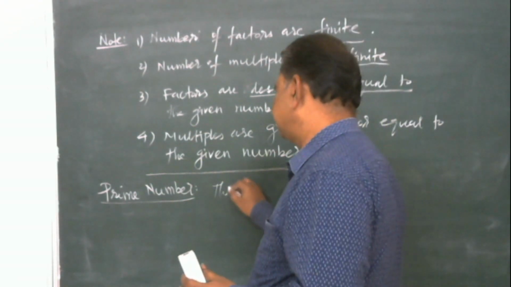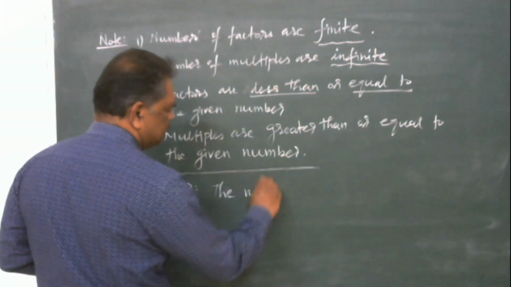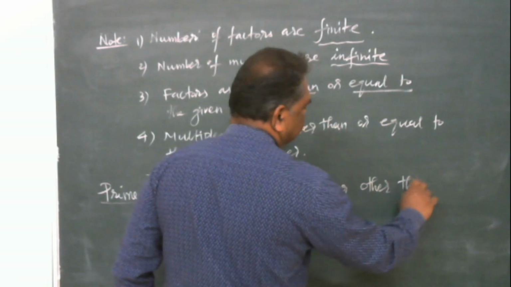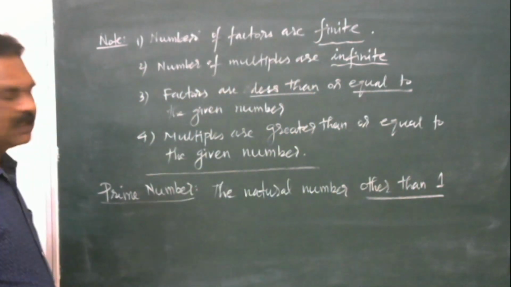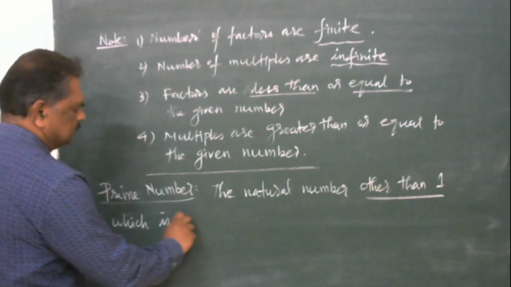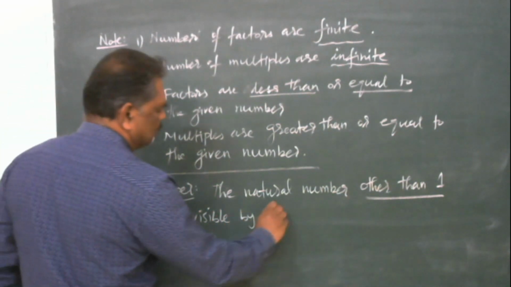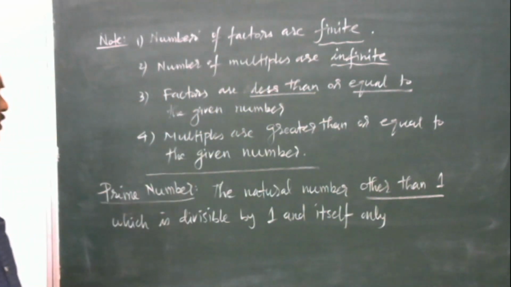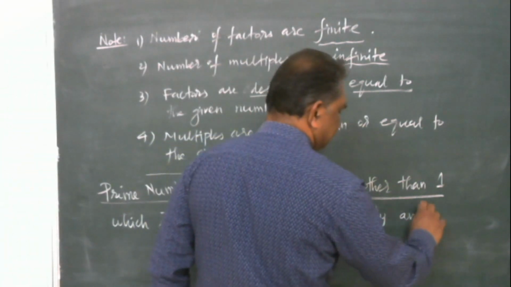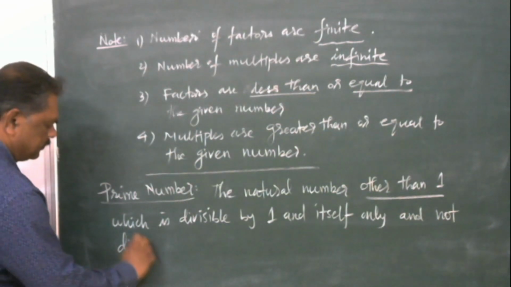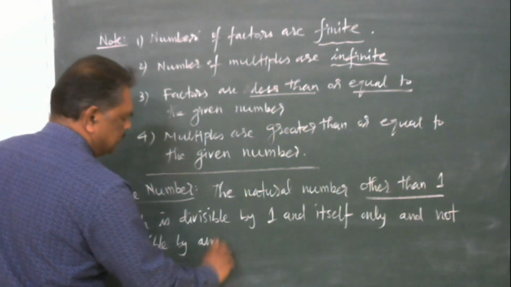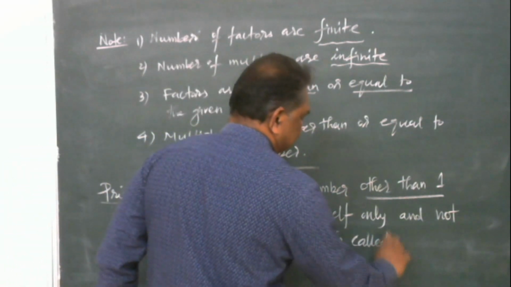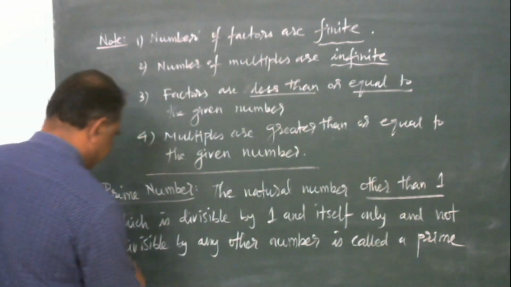So, the natural number other than 1 which is divisible by 1 and itself only, and not divisible by any other number, is called a prime number.